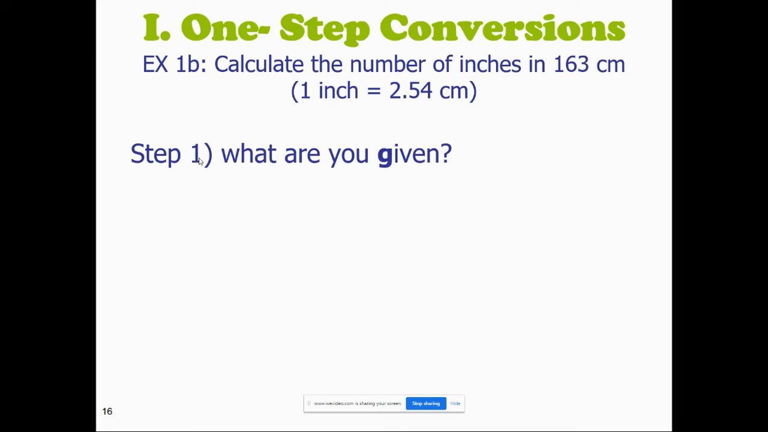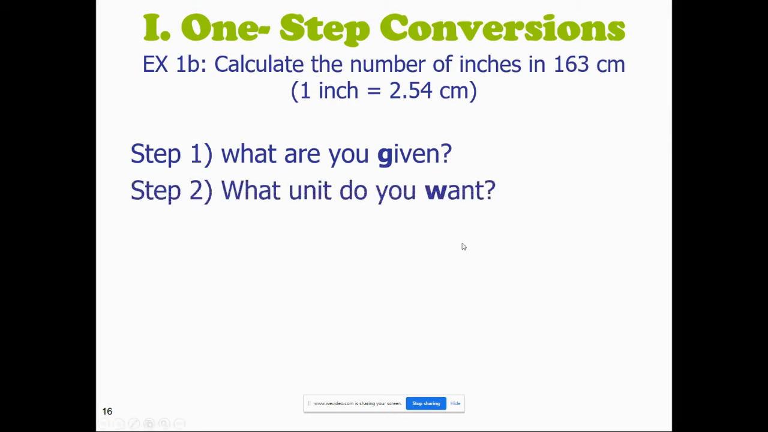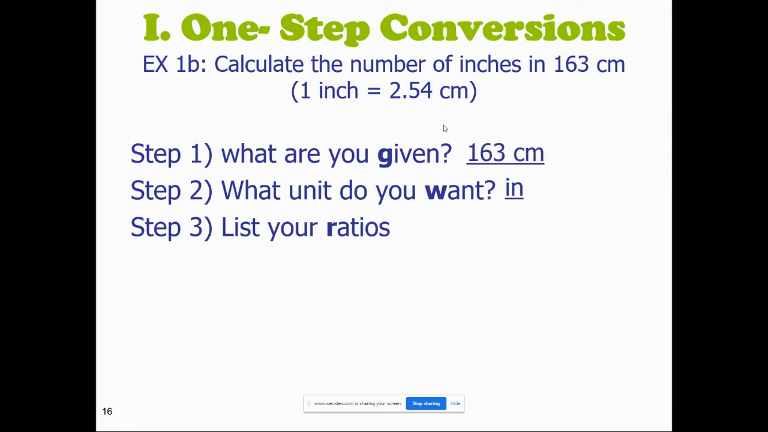So step 1 is we write what is given. What is given to us? Given to us is 163 centimeters. That is where we're starting. Step 2 is we're going to write what unit we want. What are we trying to find? Inches. We're trying to find inches. Step 3 is we're going to write our ratios. So we're starting, we want inches. Where did we start? Given. And our ratios. Our 1 inch is equal to 2.54 centimeters.